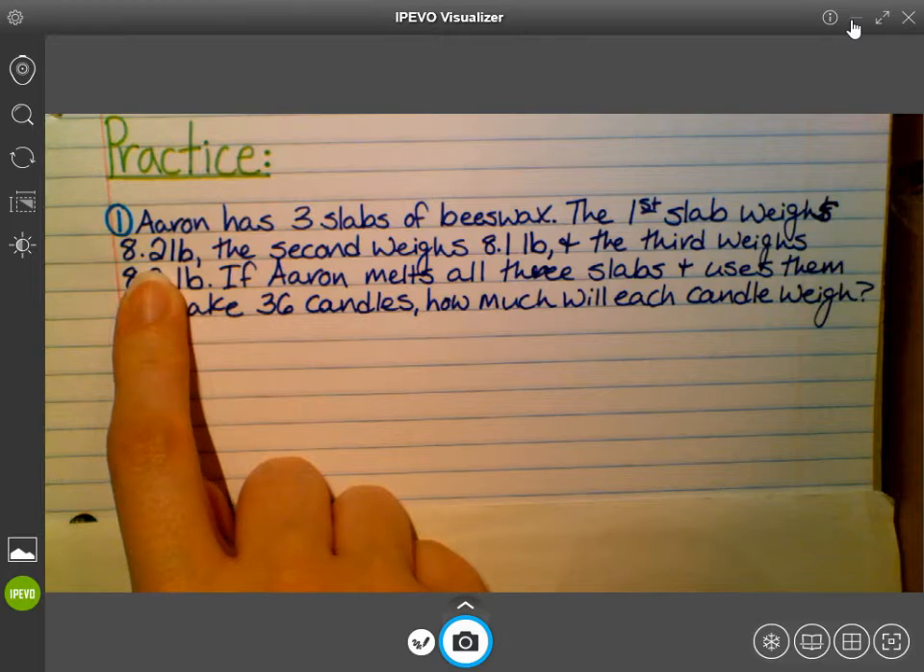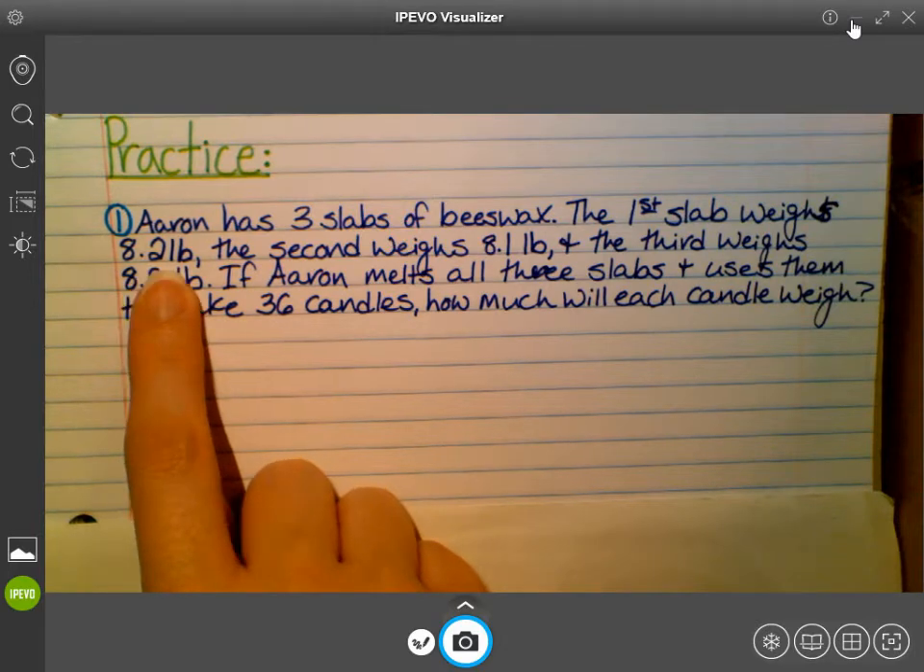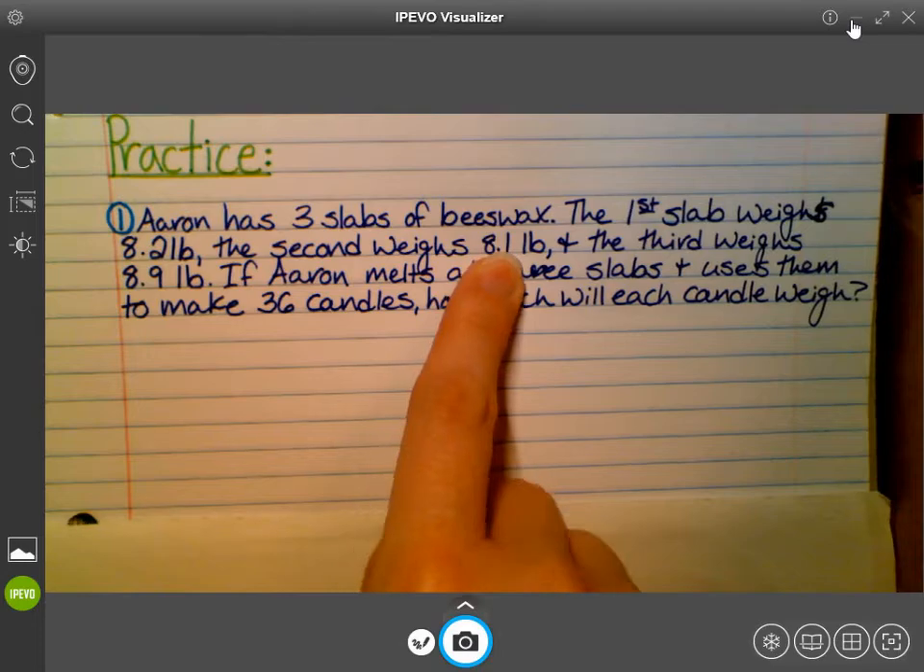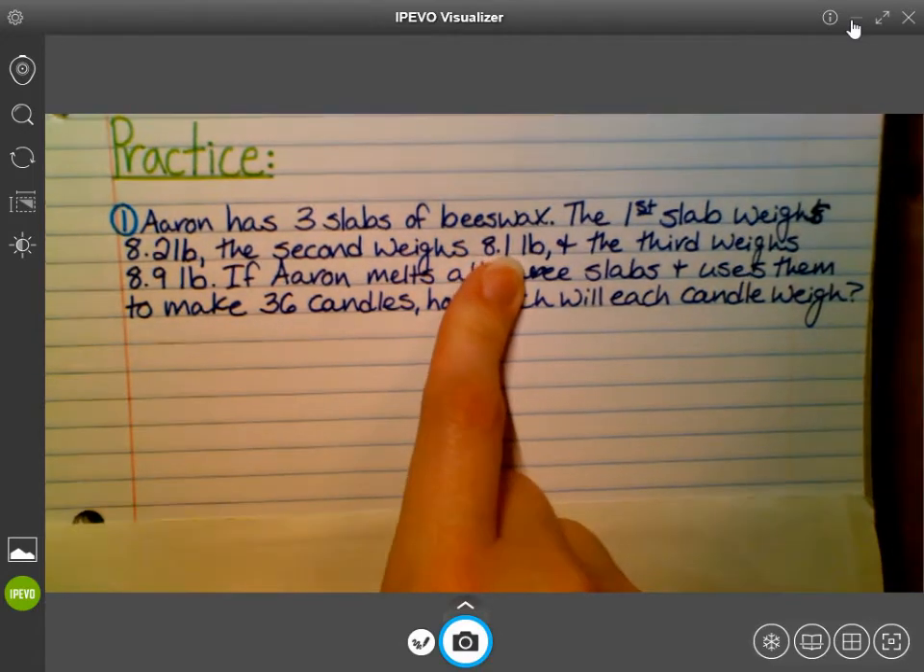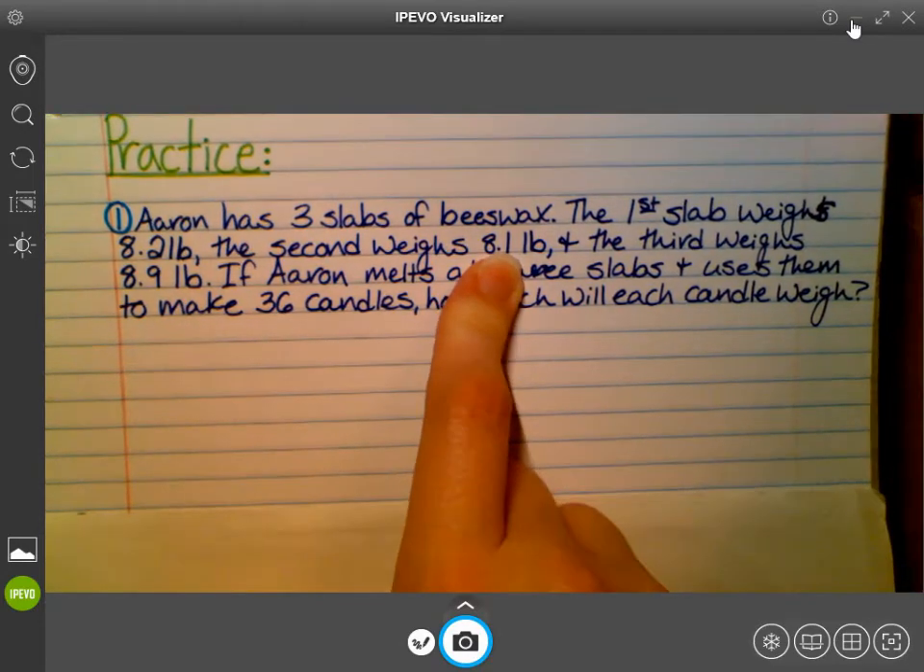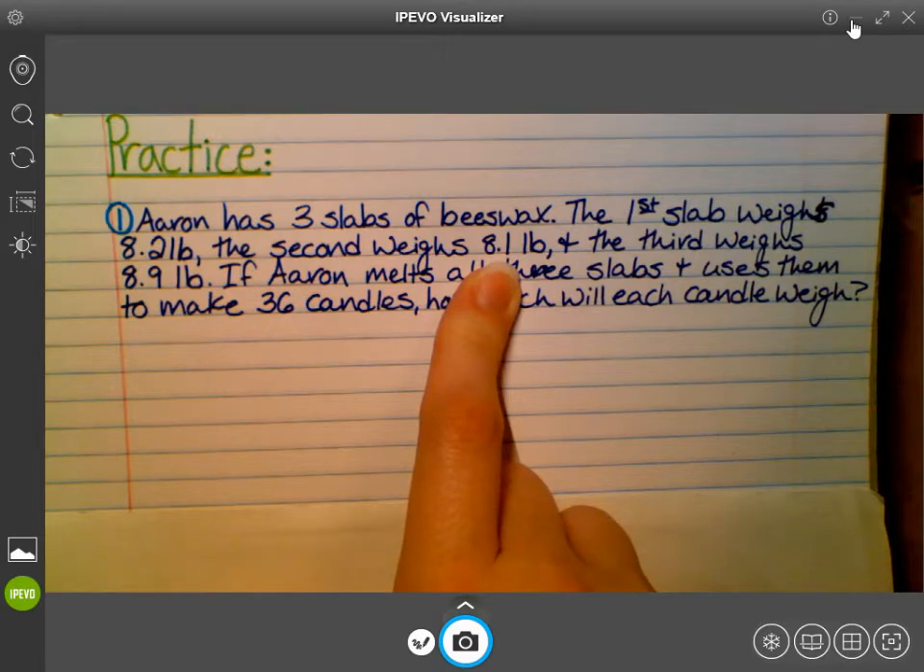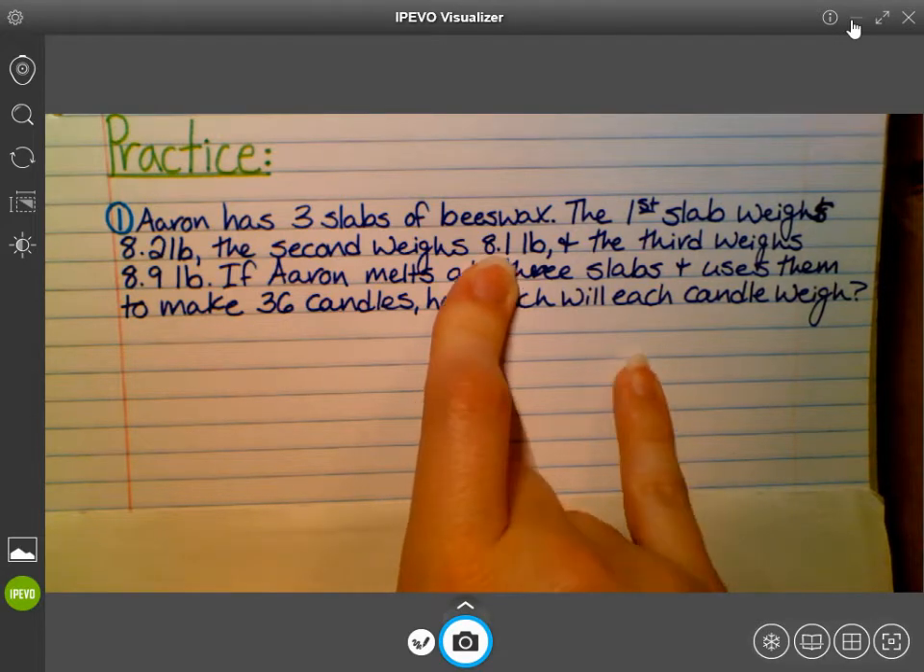Layla? Or 8 and 1/10 pound for the second slab. Yes. What's another piece of important information? Addie? He wants to know how much each candle will weigh.